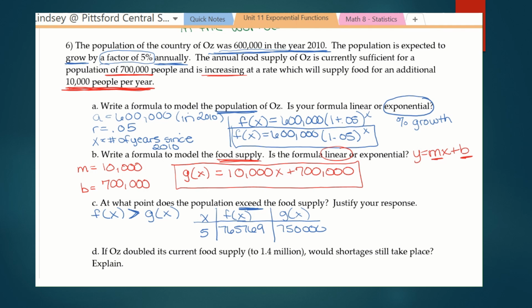So at what point does the population exceed the food supply? After 5 years. So that would be in 2015.